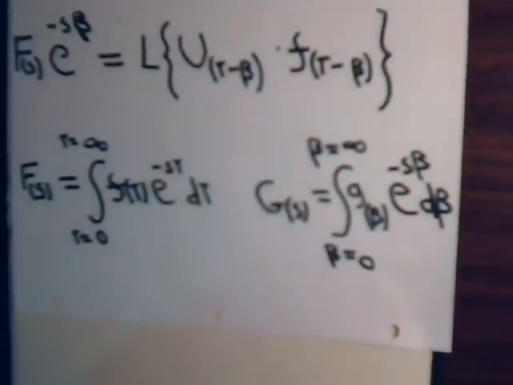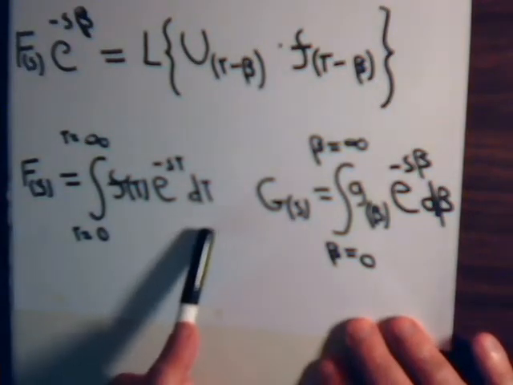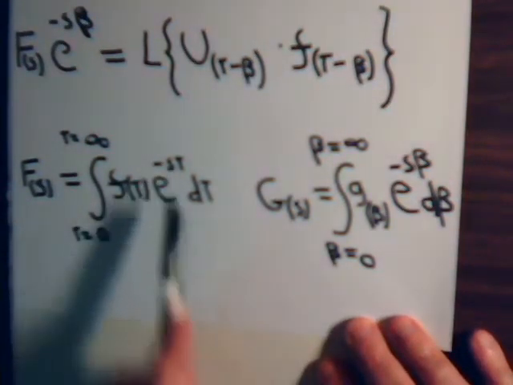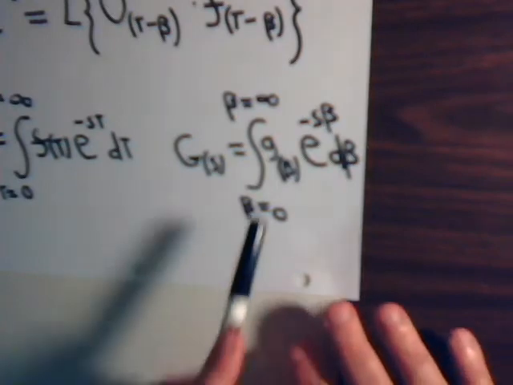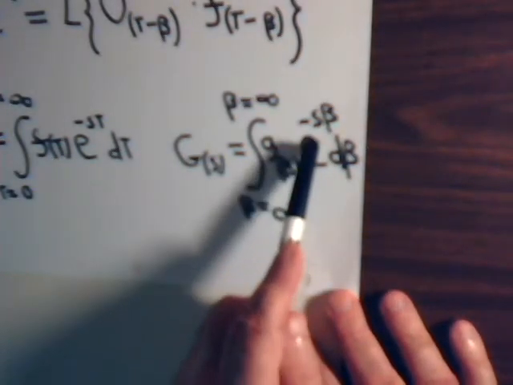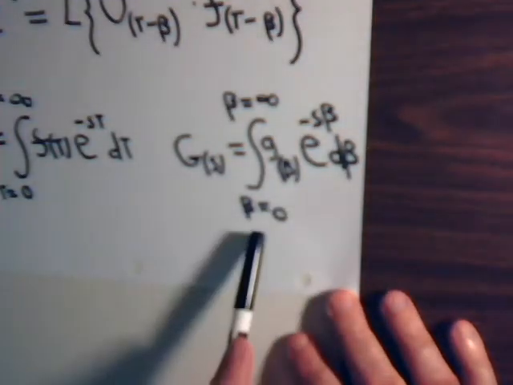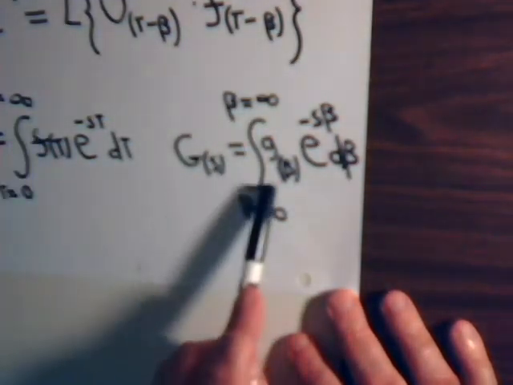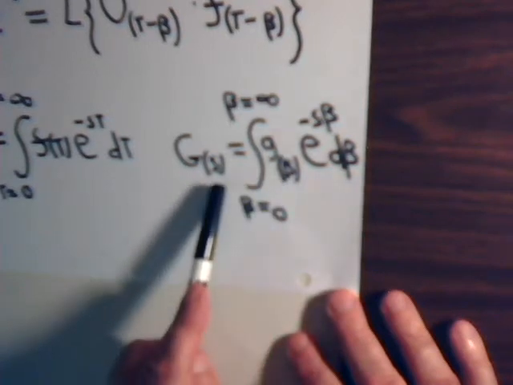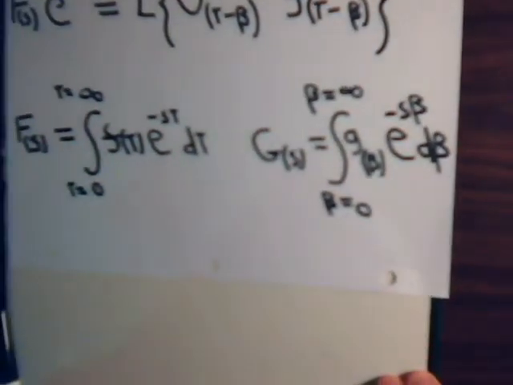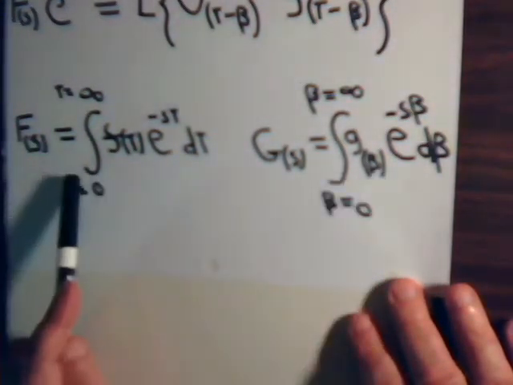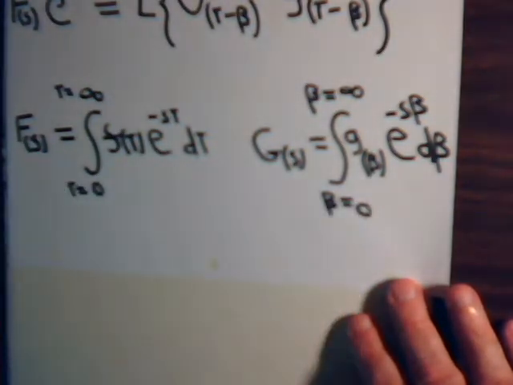Now remember, if we have a function f of t, its Laplace transform F of s is obtained by doing this integral, f of t e to the minus st dt. Or if we have another function, let's call it g of beta times e to the minus s beta d beta with the same limits as this one has, that would be its Laplace transform, a function of s, G of s. And again, we have covered this in great detail in our previous videos dealing with the Laplace transform. There's the definition of it.